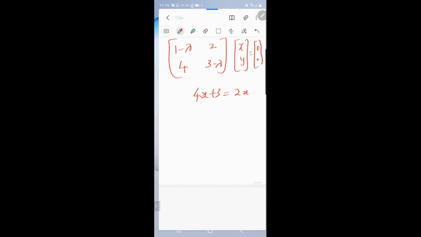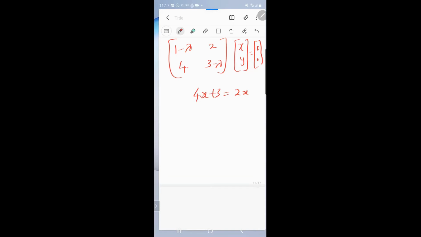Okay, let's see. First let me answer Satvik's question. So Satvik, what do you do if you have this equation 4x plus 3 equal to 2x? Before that, I want to answer a question. I would isolate. I want to ask a question though.